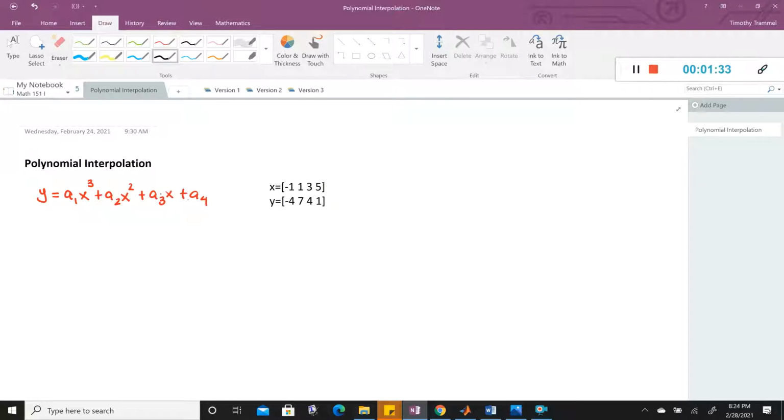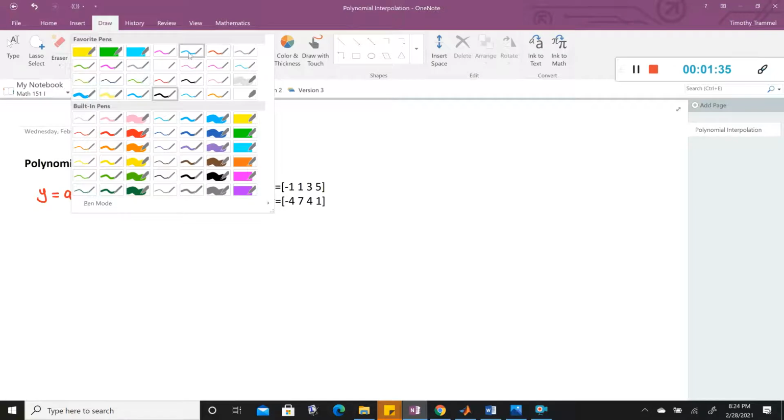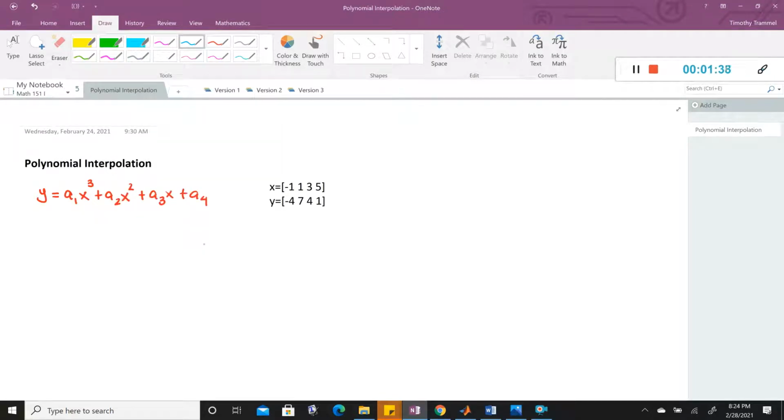For instance, let me just switch colors here. If we were to plug in x equals -1 and y equals -4, we have a1, and then if you cube -1, well, that's -1. And I'm actually even going to write this in the other order. I'm going to say minus a1. And then if you were to square -1, that just gives you 1, so plus a2. And then minus a3 and plus a4.